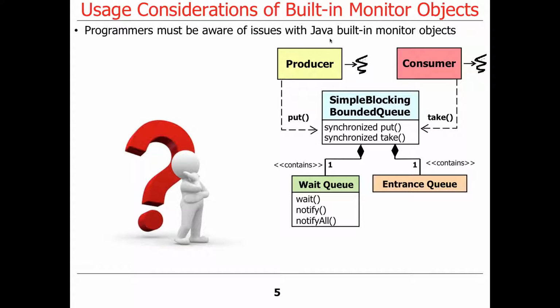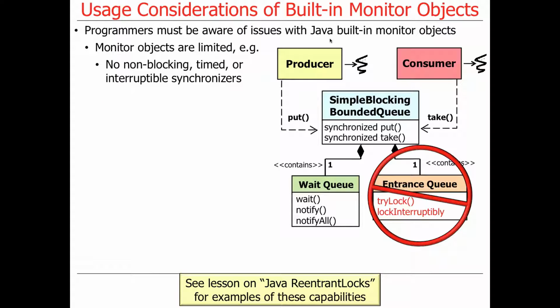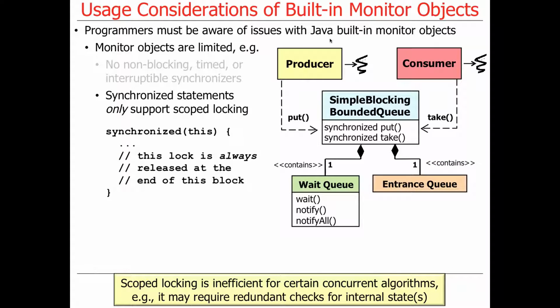So here are some of the issues you have to be aware of. First, monitor objects are somewhat limited for a variety of reasons. For example, there's no support for non-blocking acquisition into the entrance queue. You have to wait, unlike reentrant locks. They also don't have timed or interruptible access into a monitor object. You're sort of in there until it decides that you get your chance to run. You can't time out. And once you're waiting to get in, you can't be interrupted. All those things are deficiencies which are addressed by other mechanisms like the reentrant lock.